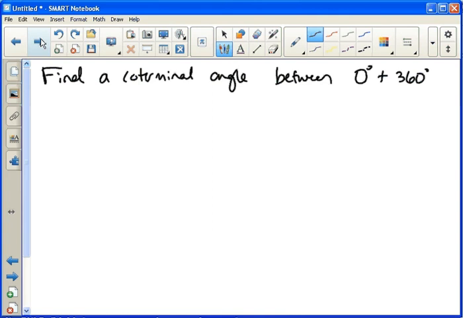Let's say we have 420 degrees. Remember, they're always separated by 360, so it would make sense for this one for me to subtract 360, because I don't want it to go bigger, I want it to go smaller, I want it to be between 0 and 360. So to find the coterminal angle, I do 420 minus 360, which gives me 60 degrees. So 60 degrees and 420 degrees are coterminal.